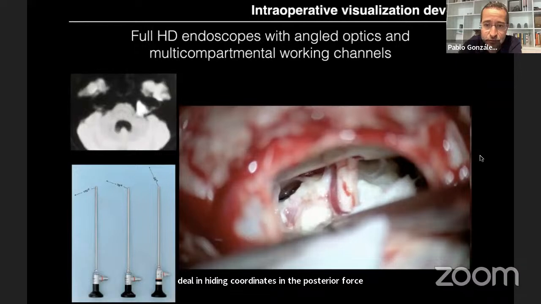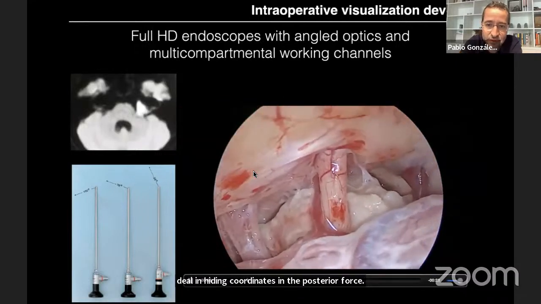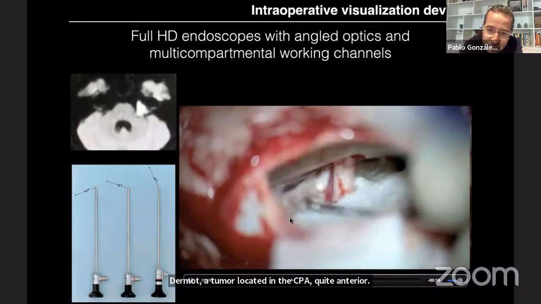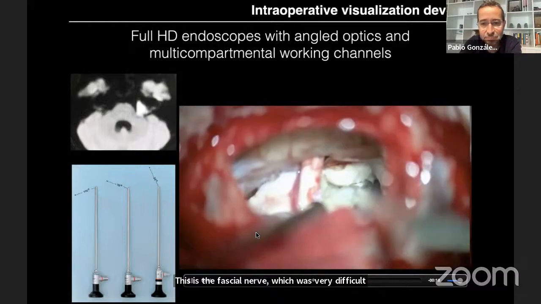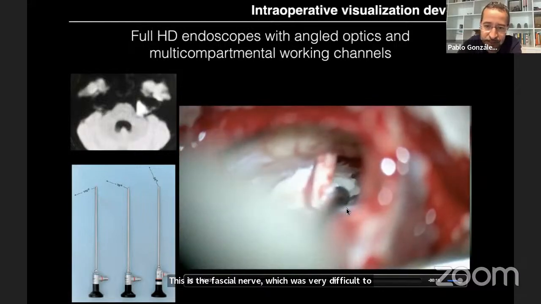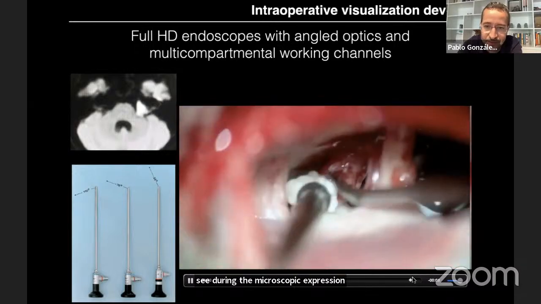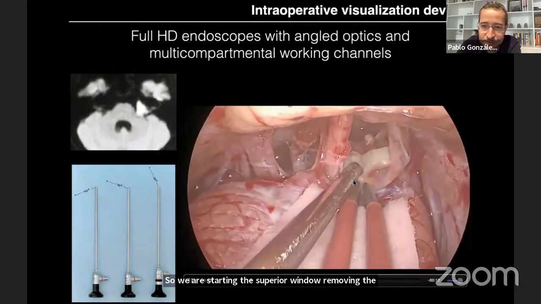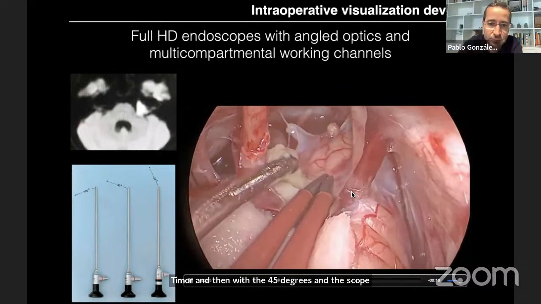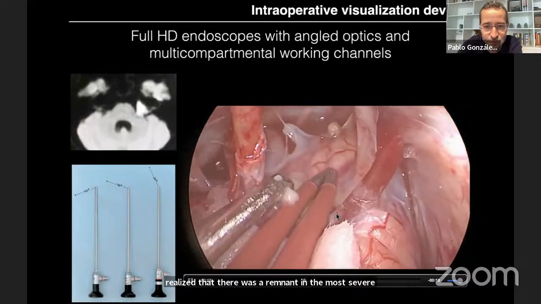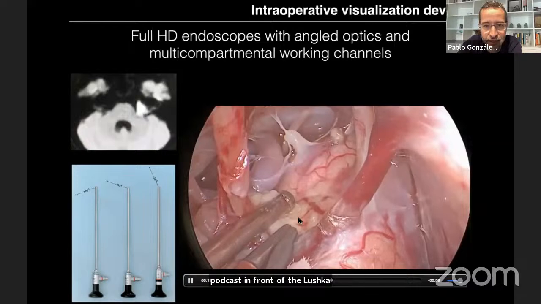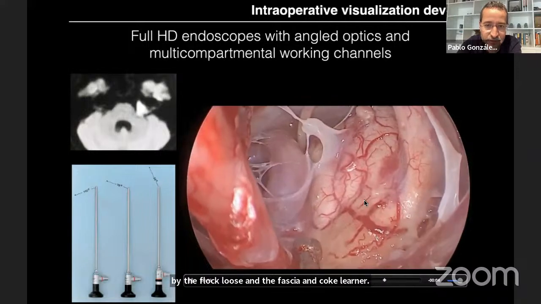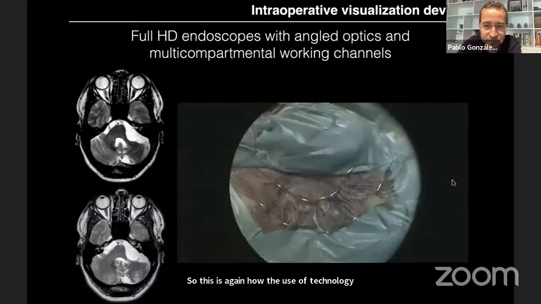This is another example in which we are removing this dermoid tumor located in the CPA quite anterior. This is the facial nerve, which was very difficult to see during the microscopic exposure. So we started in the superior window, removing the dermoid tumor, and then with the 45 degrees endoscope realized that there was a remnant in the most anterior part, just in front of the porus, and hidden by the flocculus and the facial and cochlear nerve. So this is again how the use of intraoperative technology can help us to have a better result.